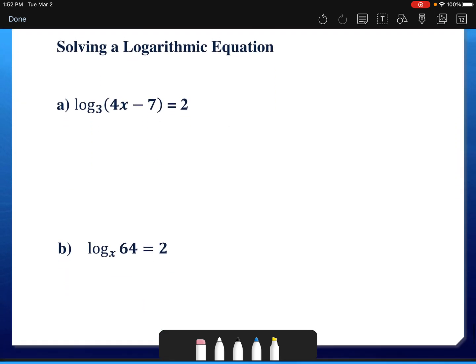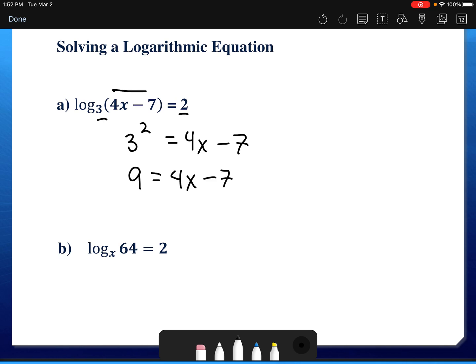Now, how do we use this to solve an equation? Well, think about it. I don't have any idea how to find x unless we are able to convert it. Oh, look at that. Base, exponent, answer. Convert it to exponential. What do you know? 9 equals 4x minus 7. Add 7. Hey, x is 4.